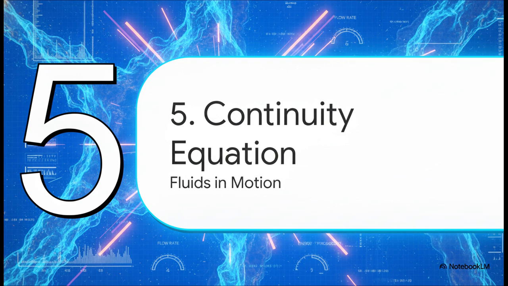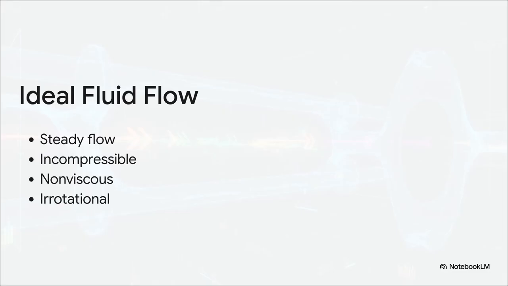All right, Section 5, the equation of continuity. It's time to set these fluids in motion. Now, real fluid dynamics in the physical world are incredibly messy and complex. So before we unleash the math in our simulation, we really have to lock in 4 specific ideal fluid parameters. We're going to assume the flow is perfectly steady, the fluid is totally incompressible, it's non-viscous, meaning zero internal friction, and it is irrotational, which basically just means the fluid particles aren't tumbling and spinning as they move forward.